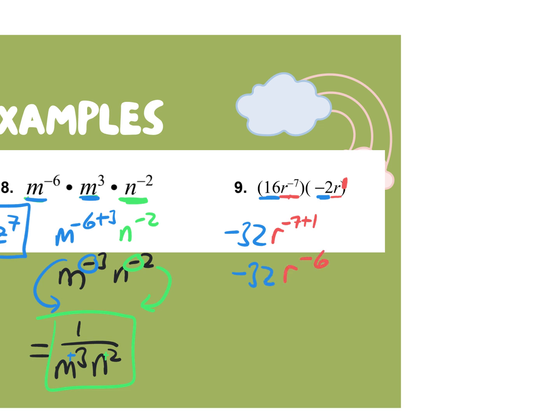Now I want this negative exponent to be a positive. So to make it a positive, I would bring it to the bottom. So my final answer is going to be negative 32 over r to the 6.